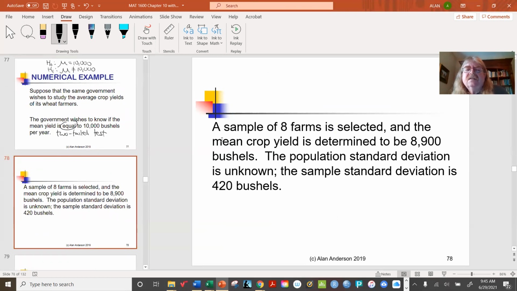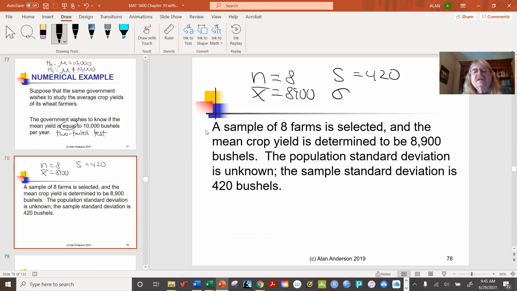All right, so this is different. Now, this is a small sample case, and we don't know the population standard deviation. So n is 8. The sample mean is 8,900. And the sample standard deviation is 420. So sigma is unknown, which tells me right off the bat, use the t distribution.